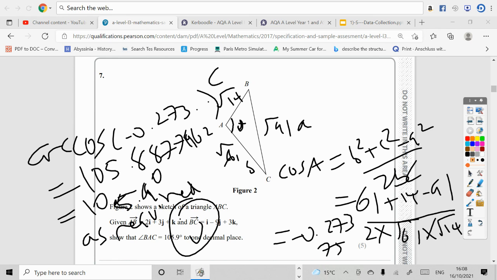And we stick a nice happy face because we got the right answer. Okay, that's how we can get all the marks here for question number 7.